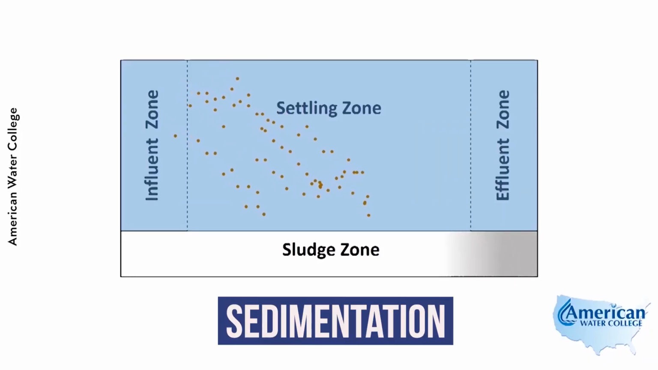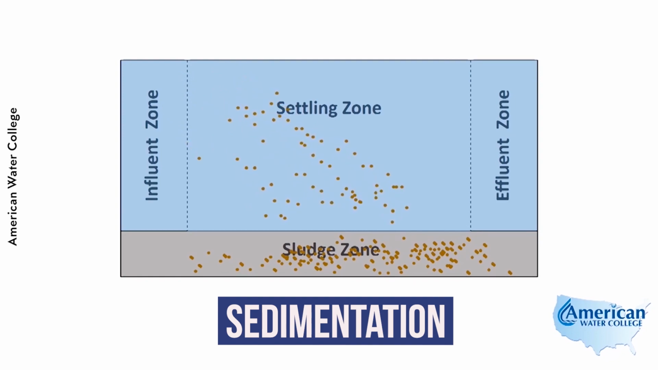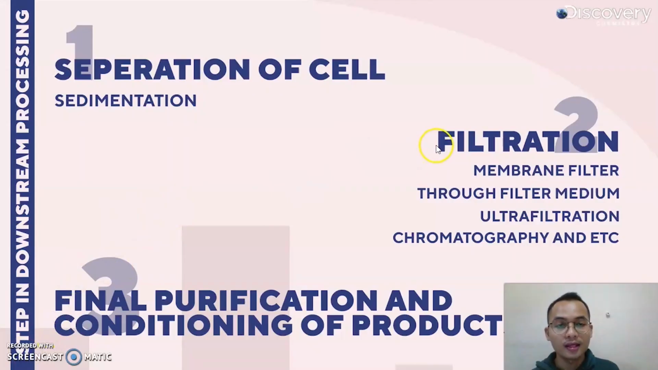The sedimentation process occurs if the cells are heavier than the liquid, then they will accumulate at the bottom of the tank when the agitation process is stopped. Then the next one is filtration. Under filtration, there are several ways in order for us to filtrate the cell from the liquids.